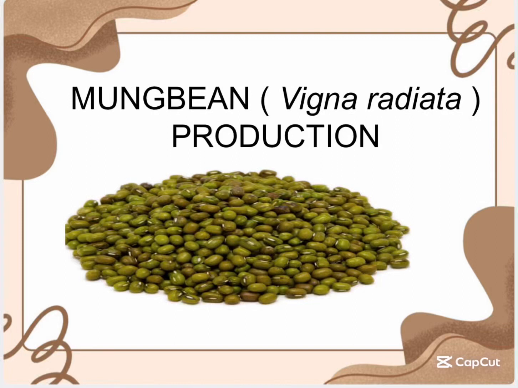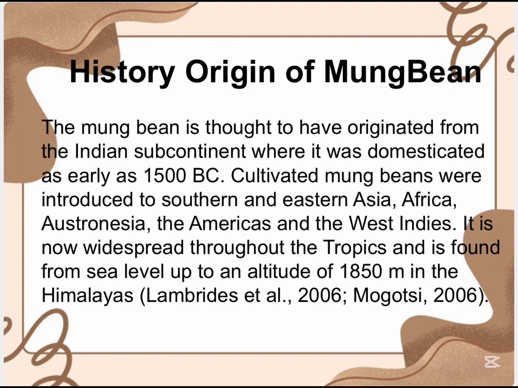Mung bean or Vigna radiata production. History and origin of mung bean. The mung bean is thought to have originated from the Indian subcontinent, where it was domesticated as early as 1500 BC. Cultivated mung bean were introduced to southern and eastern Asia, Africa, Australasia, the Americas, and the West Indies.